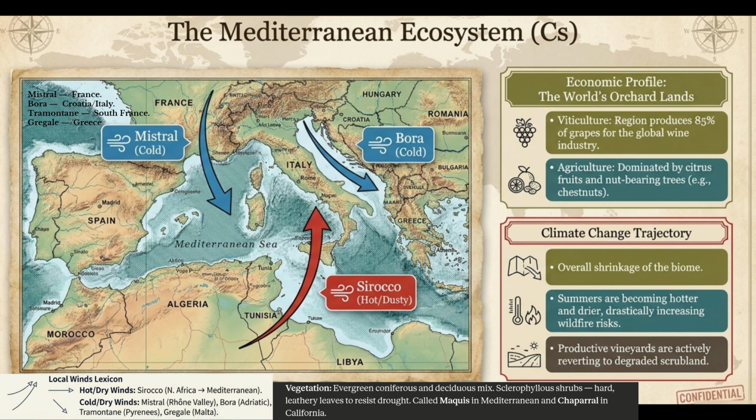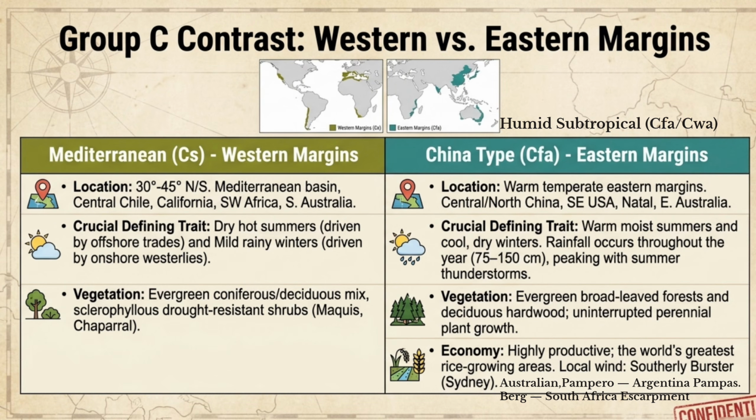Climate change impact: overall shrinkage, with Mediterranean summers hotter and drier and wildfires. Subtropical humid expands into Asia. Vineyards shifting to scrubland. China-type humid subtropical climate, CFA-CWA.